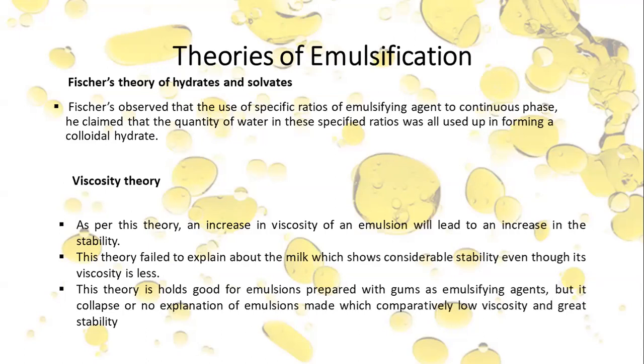Next is viscosity theory. As per this theory, an increase in viscosity of an emulsion will lead to an increase in stability. This theory failed to explain milk, which shows considerable stability even though its viscosity is low. This theory holds good for emulsions prepared with gums and emulsifying agents, but it gives no explanation for emulsions made with comparatively low viscosity and great stability.